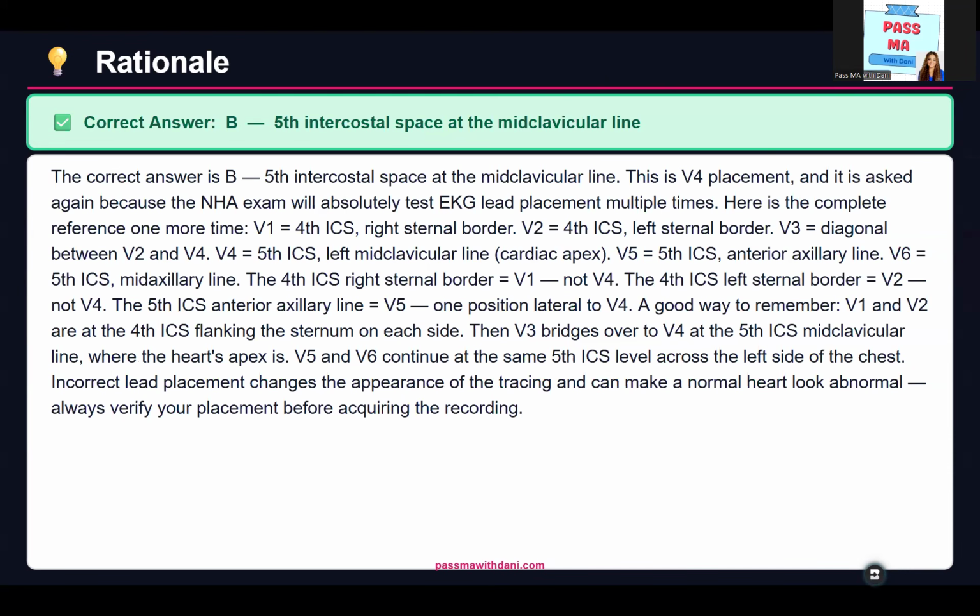Remember, V1 through V6 are considered to be precordial electrodes. Those are chest electrodes. V1 is the only one that's on the right side of the chest, okay? V2 through 6 are all on the left side.